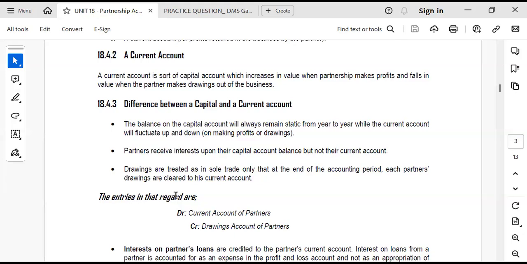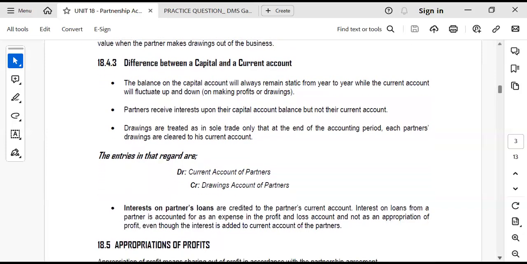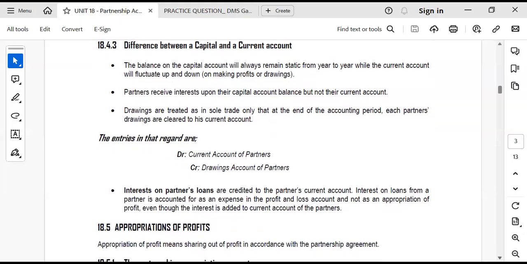So what is the double entry that we make when we have movements in the current account? In case of drawings, we will debit the current account of partners and credit the drawings account of partners. The current account, just like how we have been treating a capital account, all the double entry rules are the same. The current account also increases when you credit it and it reduces when you debit it, just like a capital account. Same double entry principle, because at the end of the day, they're still just a capital account.